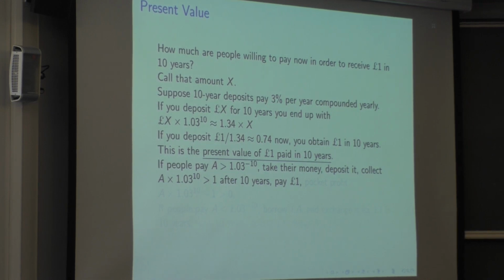My assumption is that A is bigger than this number, so this number over here is greater than 1. So someone comes to me after 10 years and says, remember 10 years ago you sold me this? And I say, yes, so I owe you £1. Here's your £1. So out of this amount of money, which is greater than 1, I give him £1, and then I'm left with some positive amount of money in my pocket. Okay?